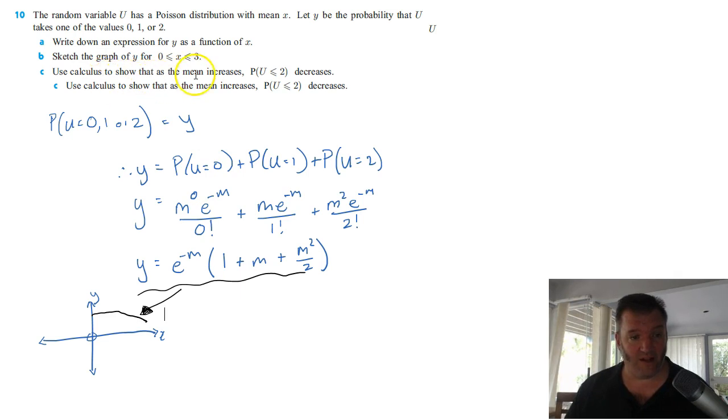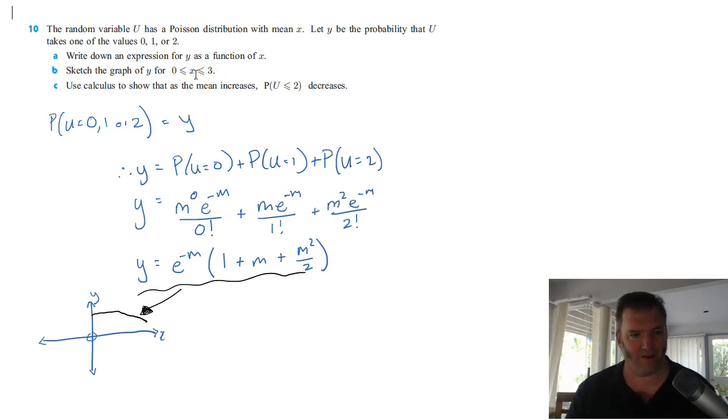Use calculus to show that as the mean increases, the probability of u being less than or equal to 2 decreases. So the probability u is less than or equal to 2 is just y. So we show that y decreases as the mean increases. Oh, I've got the question in there twice. Let's see if I delete that whether it shows up. There it is. Crazy OneNote.